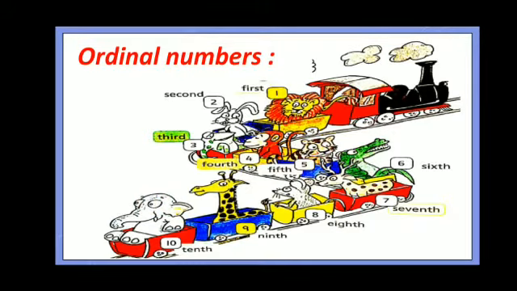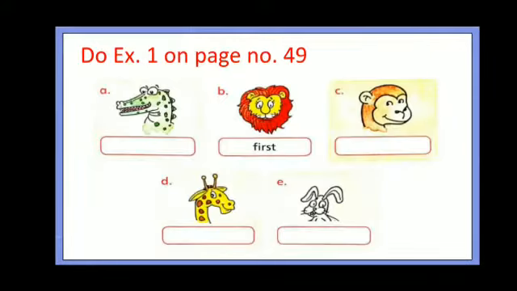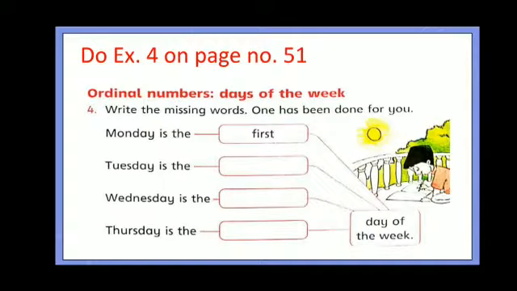Now open page number 49 and do exercise 1. Look at the zoo train picture given on page number 48. There are some animals. Now arrange them in order. Please now do exercise 4 on page number 51. Now open page number 51.